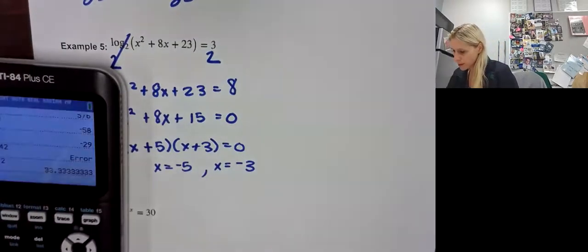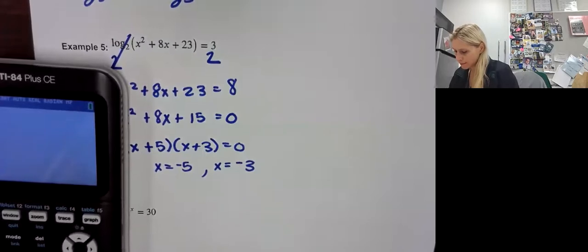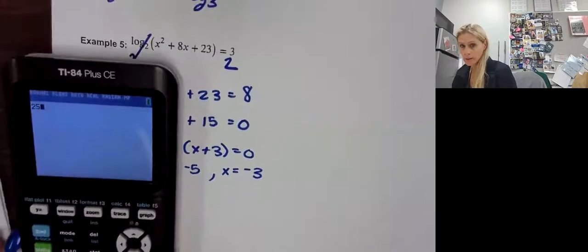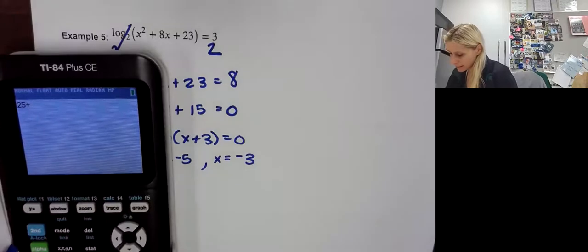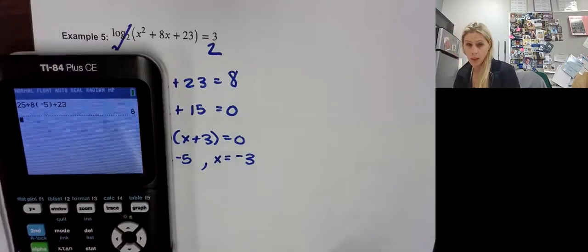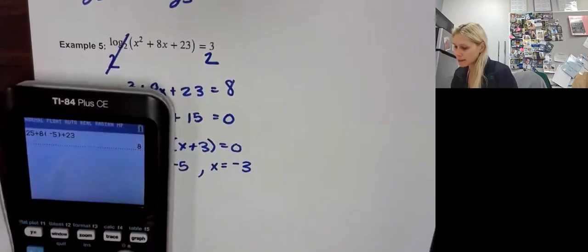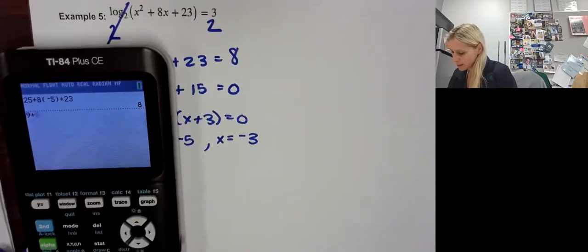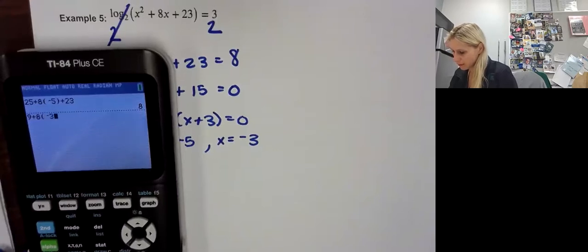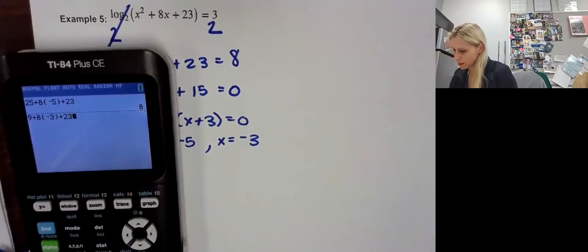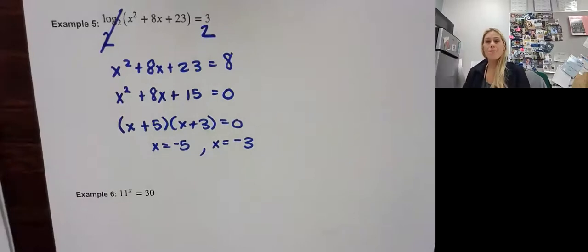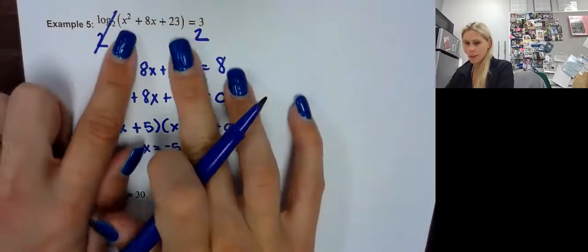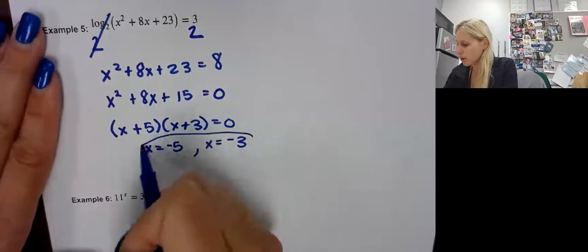Now, in my calculator, I am going to double check what values come out here. So, -5 squared is 25 plus 8 times -5 plus 23 equals 8. So that works. Let's check with -3. So 9 plus 8 times -3 plus 23 equals 8. So again, positive numbers inside your log, they both work. So they both are the answers.